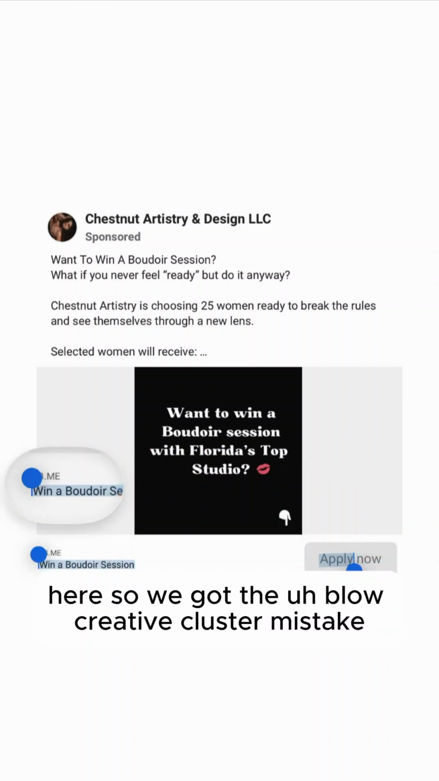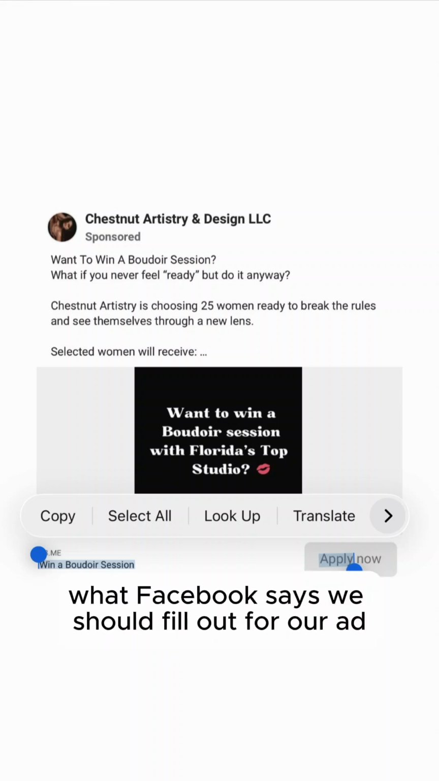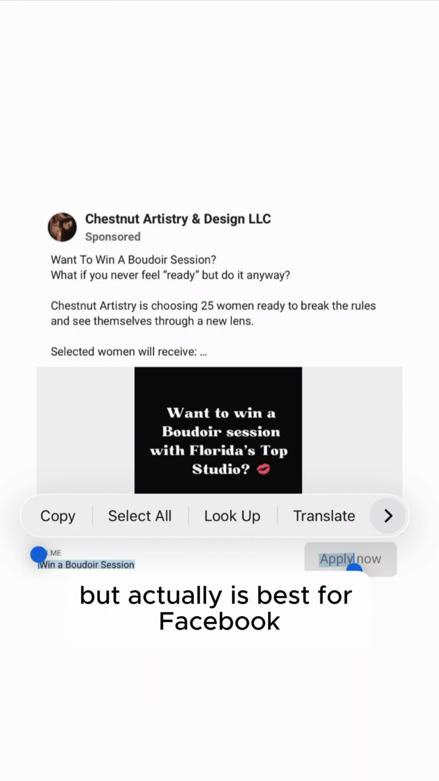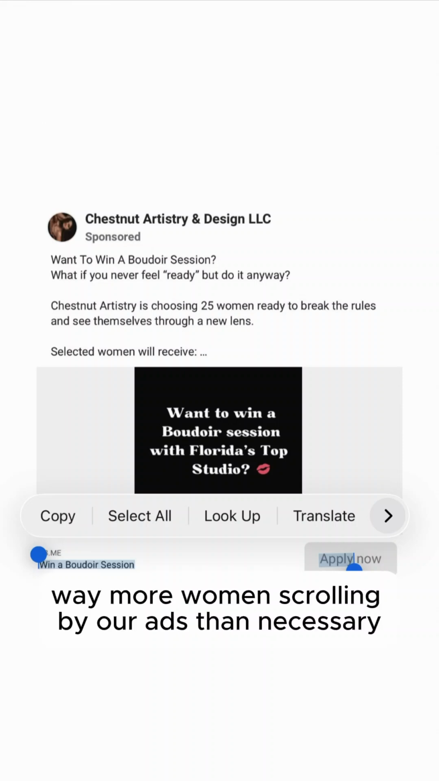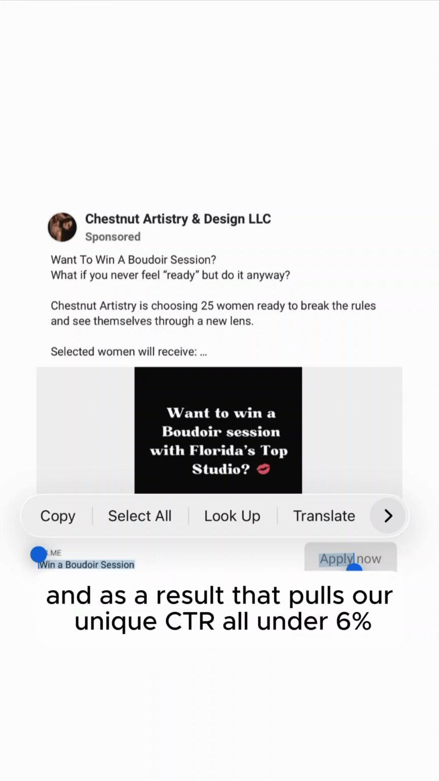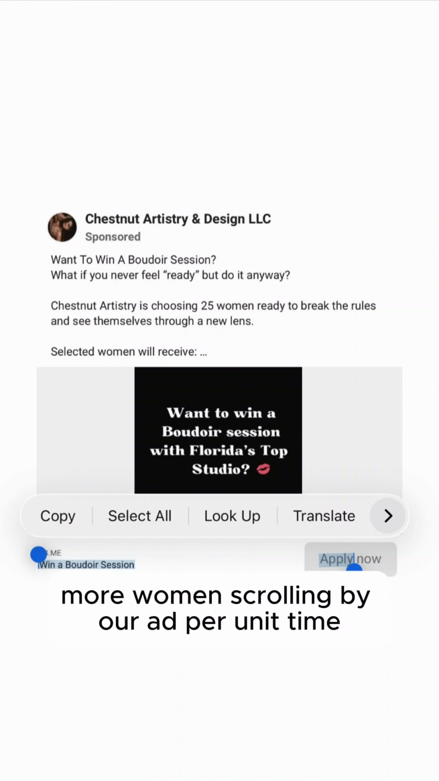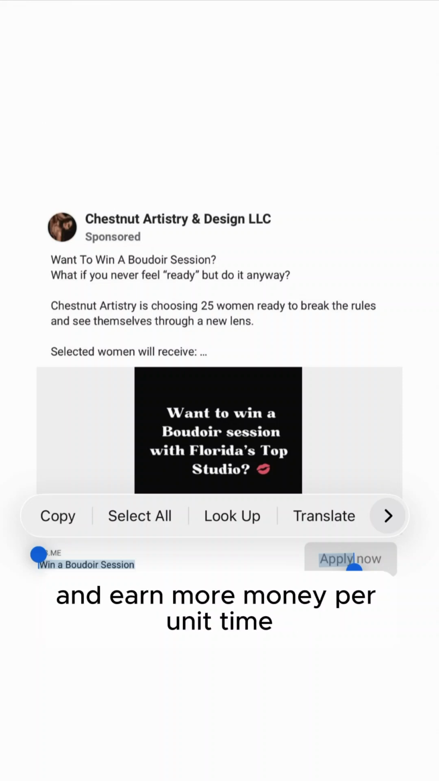So looking here, we got the below creative cluster mistake. The false belief that causes us to make this mistake is we're trusting that what Facebook says we should fill out for our ad is what is best for us, but actually it is best for Facebook. The consequence is way more women scrolling by our ads than necessary, and as a result, that pulls our unique CTR under 6% and contributes to BLCS. Facebook's happy though: more women scrolling by our ad per unit time means Facebook can serve more ads per unit time and earn more money per unit time.